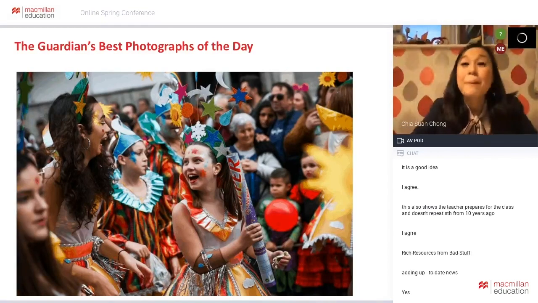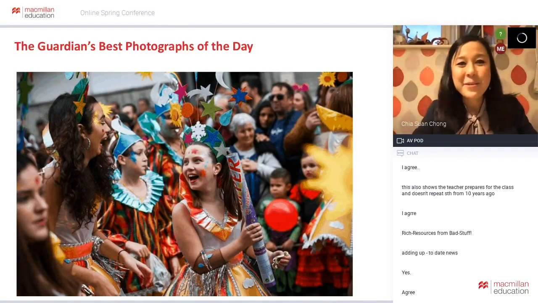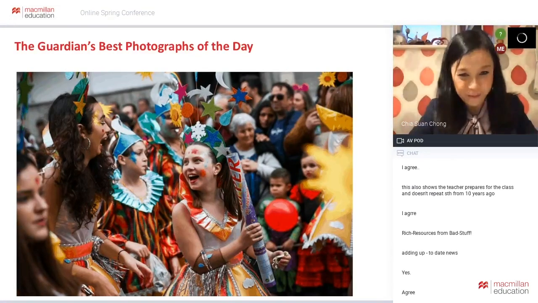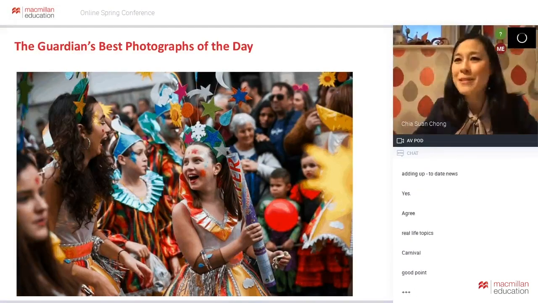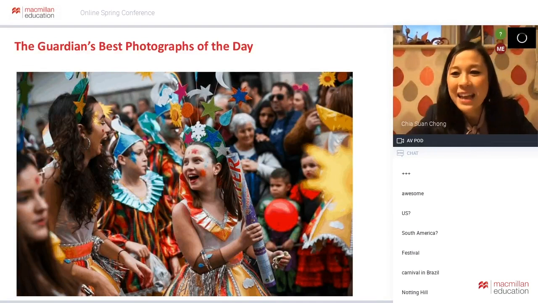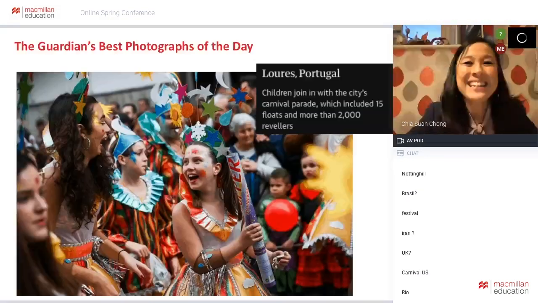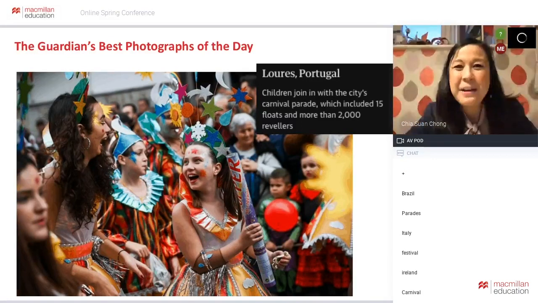All right, happy things in the news. Where do you think this is? Anyone? This is a carnival, as we can see, people dressed up really in colorful costumes. Some people say Brazil, Notting Hill, Spain. Wow, great variety of answers, but no one has got it yet. It is a carnival that's taking place in Portugal. And you can see children joining in a carnival that includes 15 floats.